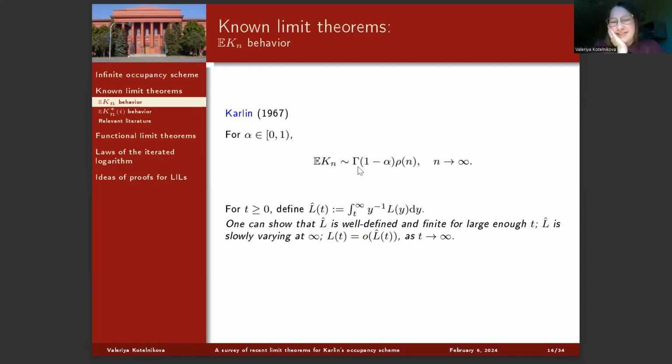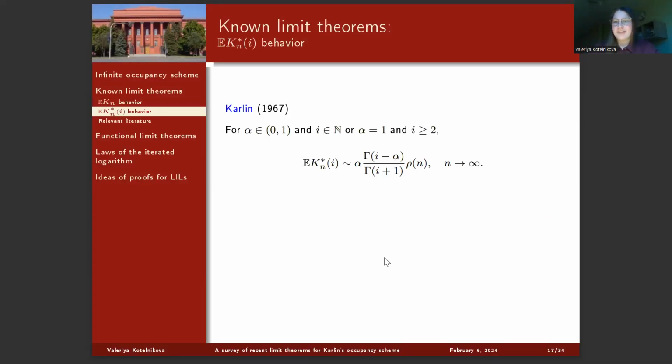But to move to the case when alpha is equal to 1, we first needed to define some function L hat. We define it as such an integral, and you can put some effort into it to show that this function is well defined, finite for large enough t, and, what's important for us, that it is slowly varying at infinity. The function L, which was in the assumption that the counting function behaves like L times x to the power alpha, is negligible compared to this new function L hat. So for alpha equal to 1, he proved that the mean of the number of occupied boxes behaves at infinity like n times this function L hat.